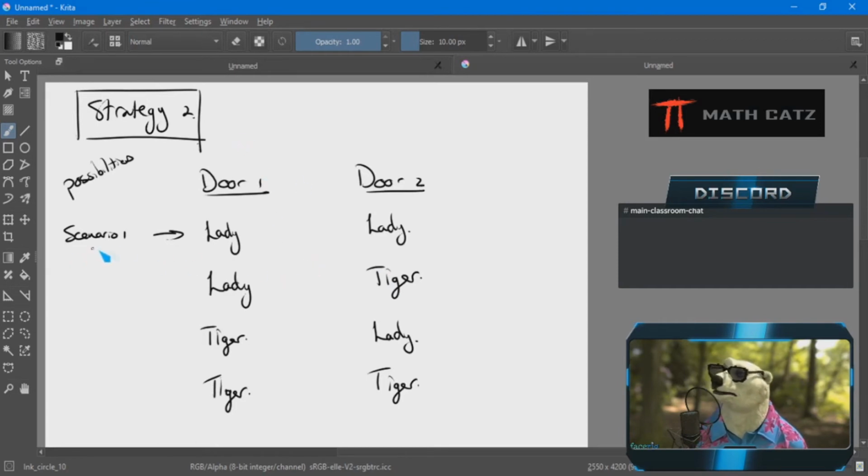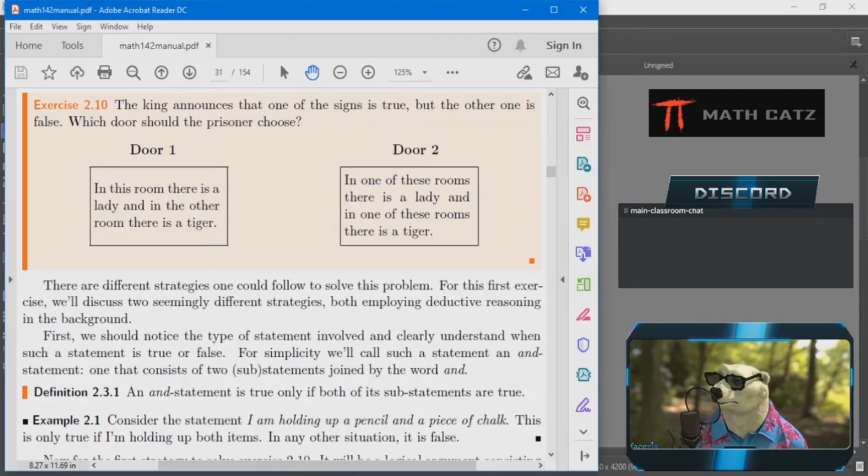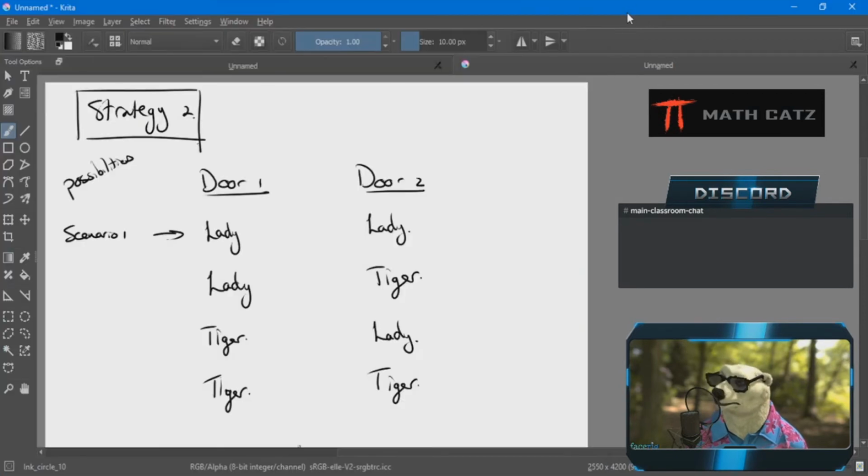So now I'm going to investigate scenario one. I'm hoping for a super friendly king. Why not? Could happen. I need to know. So let's see. Now I'm going to investigate. Under the assumption that scenario one is happening, is there anything that contradicts that this could happen? So I'm now assuming for the next little bit, there's a lady behind door one, there's a lady behind door two. Let's see what door one says. Door one says, in this room there is a lady, and in the other room, there's a tiger. Is that true or false?